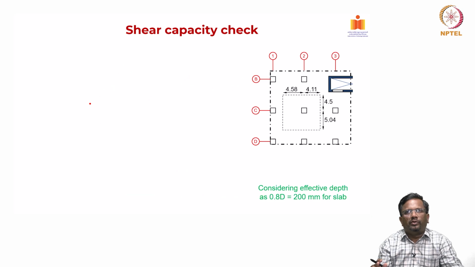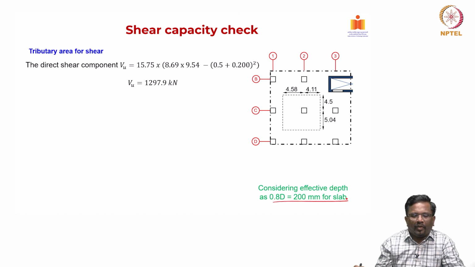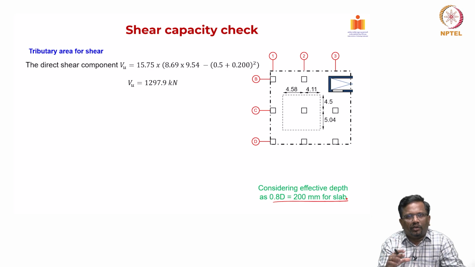So, we found out all those things. Now, we have to check the shear capacity. So, now let us take effective depth as 200 millimeter for the slab. Now, as you can see, for the punching shear, you will have two components that will be coming.